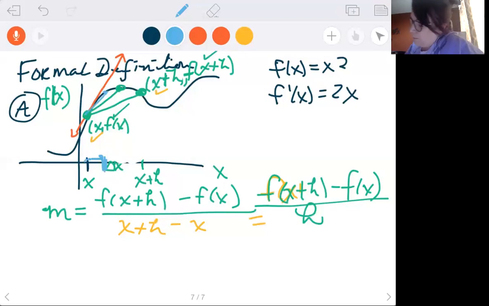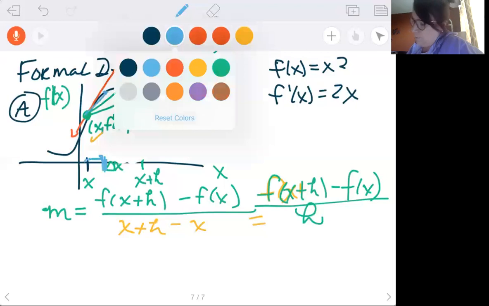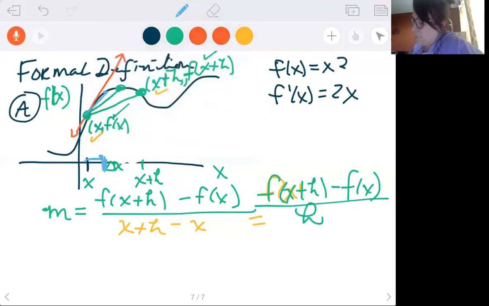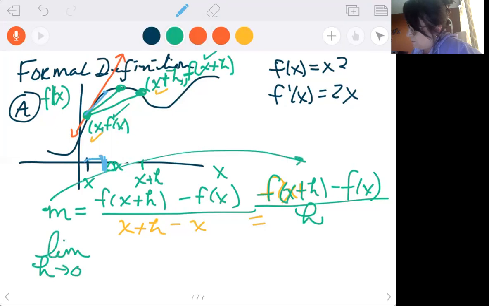So that h will be approaching 0, right? As h approaches 0, I'm collapsing on x there, and I'm collapsing upon getting the slope of the tangent line. So it becomes a limit as h approaches 0 of this, the slope of the secant line.